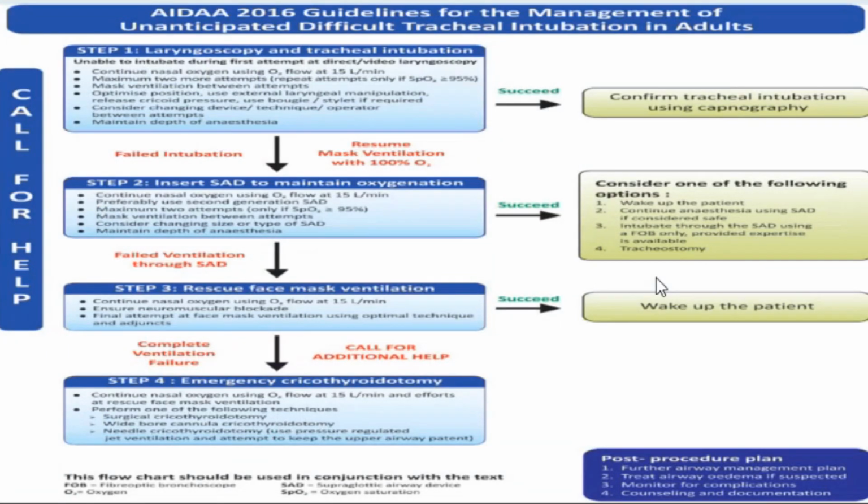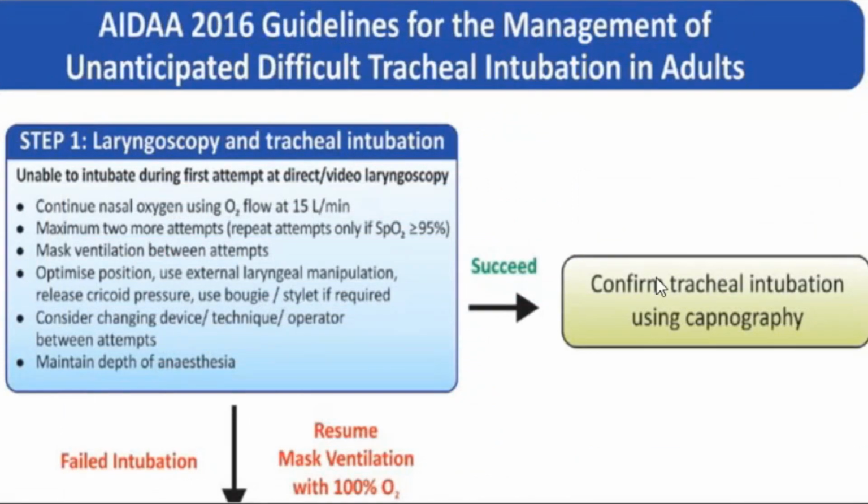Now, what do the guidelines look like? The guidelines look something like this. It's very simple. It's a straightforward flow chart. Unlike the ASA, the American Society has a more branched pattern. It's more difficult to remember. This is a simple 4-step approach. So let's go on to this step by step. This is for unanticipated difficult airway in adults.